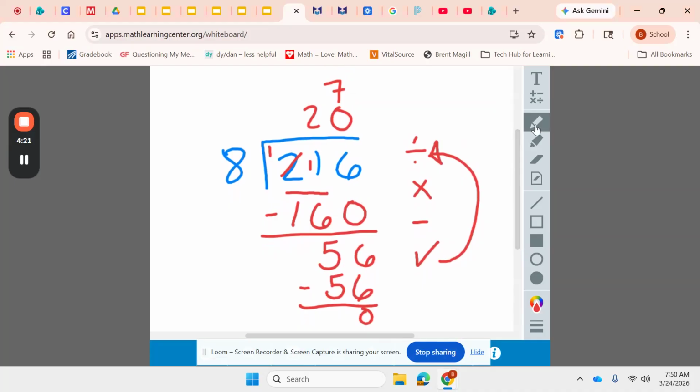Now, to find our answer, we put it in expanded notation up above the bracket. So we add those two quotients together and we get 27. All right. So there you go. 216 divided by 8 is 27. All right, that was a pretty simple one.